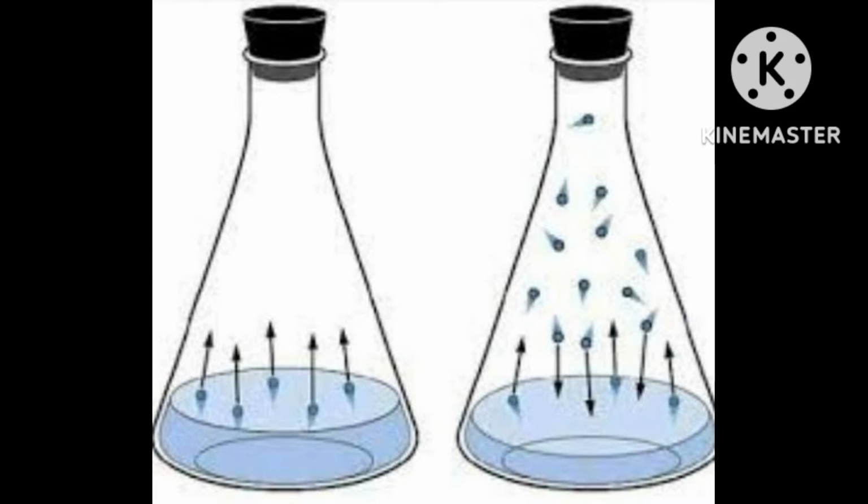Boiling point of water is 100 degrees centigrade, at 1.013 bar pressure. For any pure liquid at 1 atmospheric pressure, the temperature at which the liquid and vapors are at equilibrium is called normal boiling point.